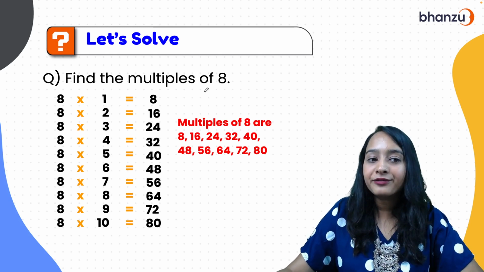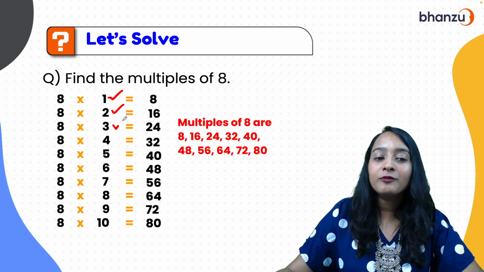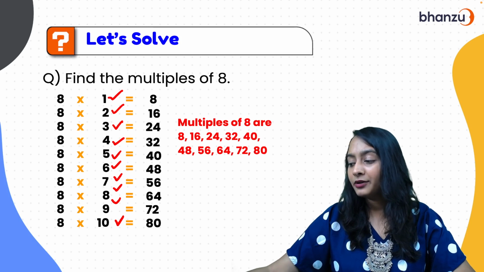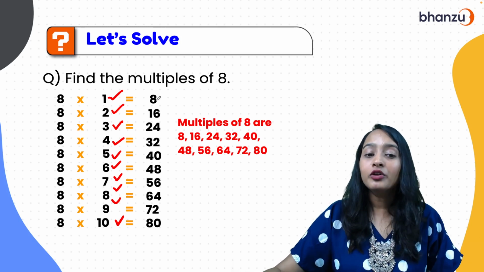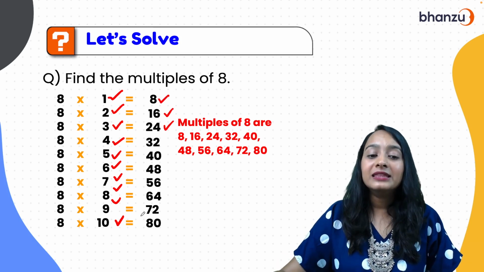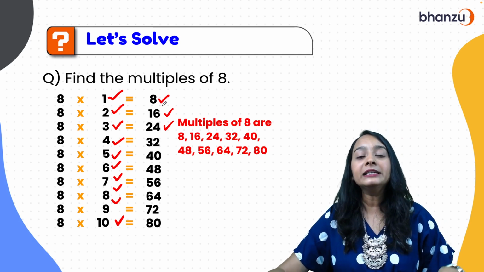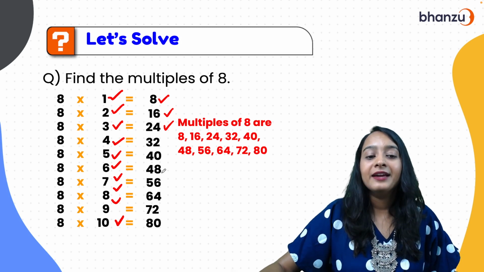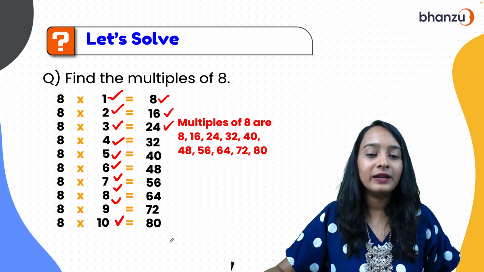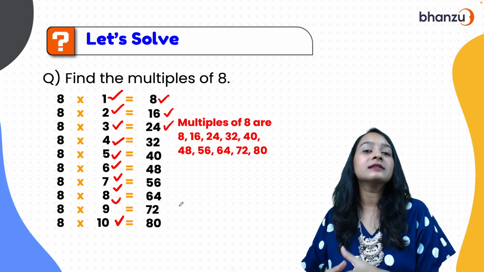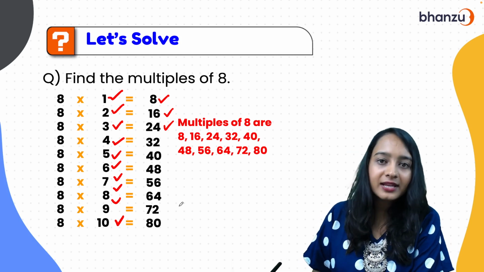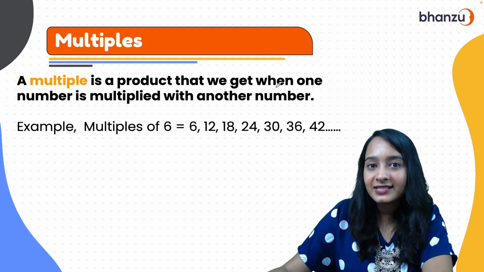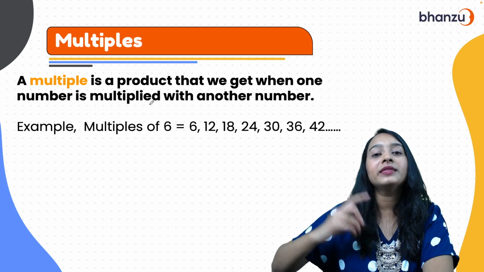So what are the multiples of 8? You take 8 and multiply it with all the natural numbers. If you multiply with all the natural numbers, you will be getting certain numbers here. So these are called multiples of 8. So 8, 16, 24, 32, 40, 48, 56, 64, 72 and 80 are the multiples of the number 8. So that's the definition of multiples. A multiple is a product that we get when one number is multiplied with another number.